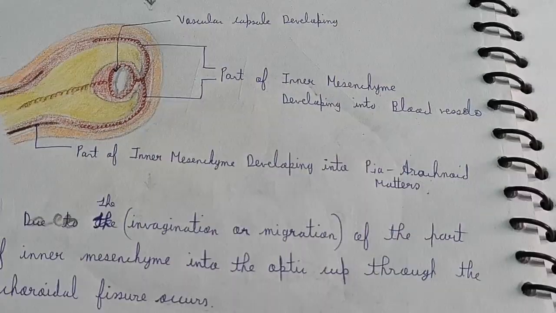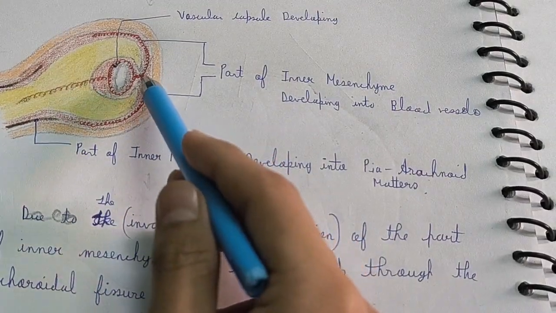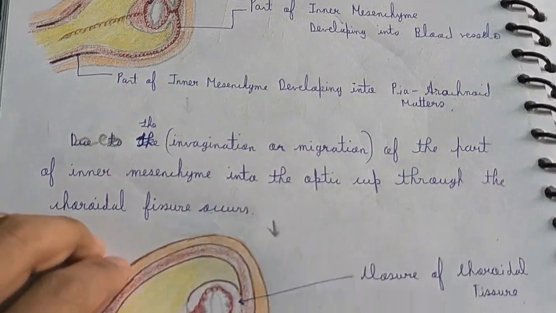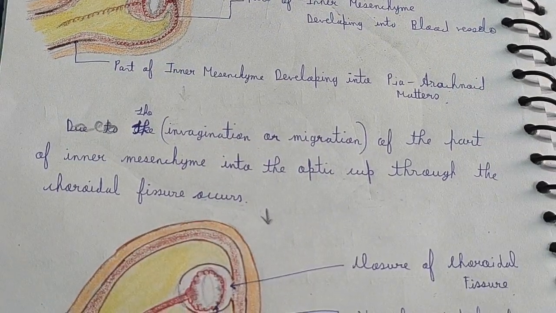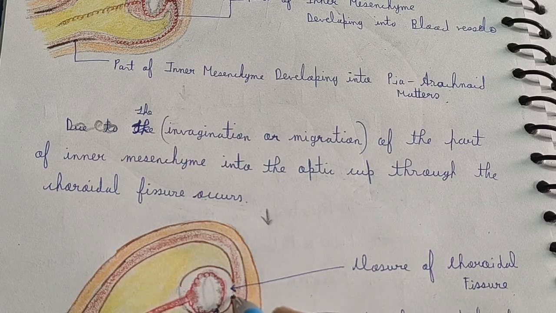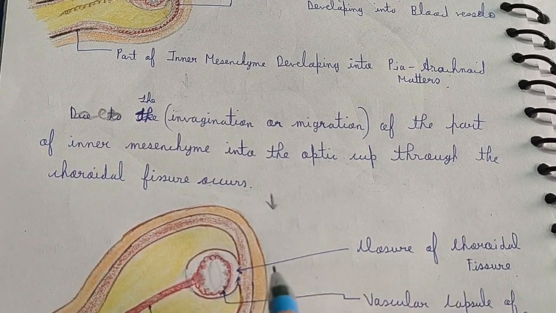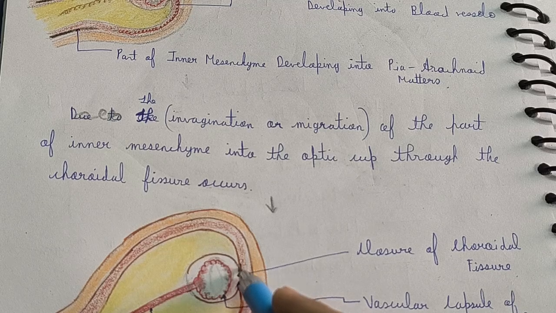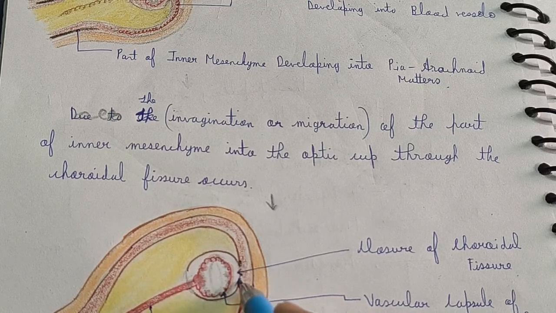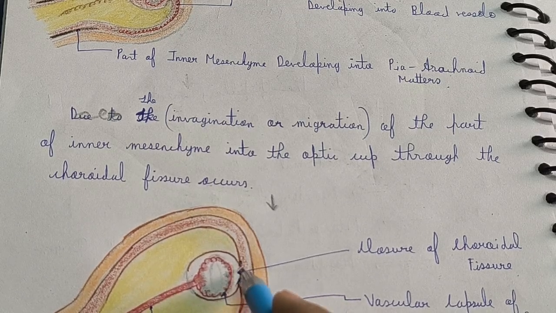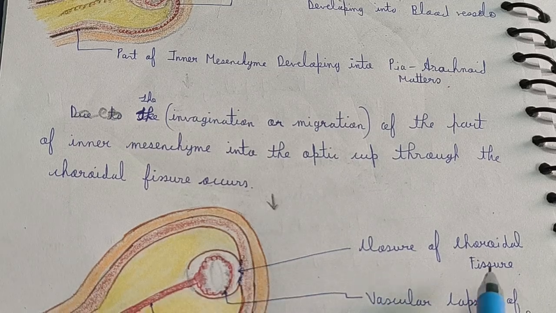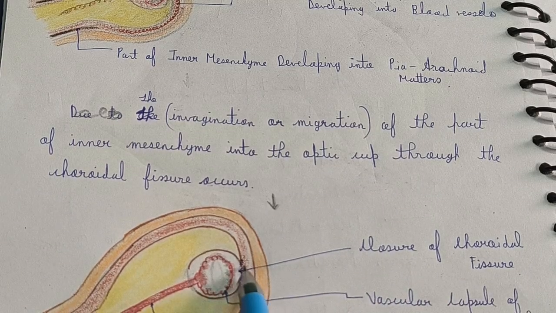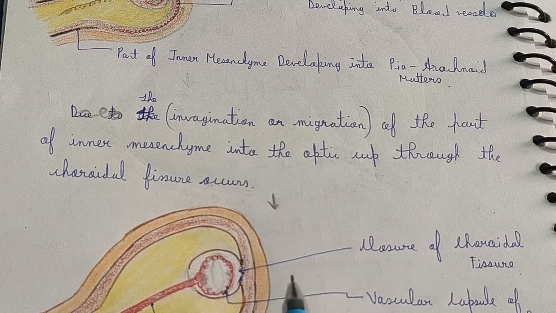Now here you can see that initially this choroidal fissure was open, but now you can see that this choroidal fissure has been closed. I have marked these two points, so the margins approach each other. Therefore, basically closure of the choroidal fissure occurs, but for labeling I have shown it in this way.